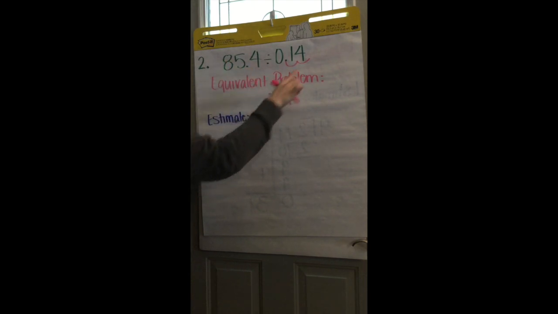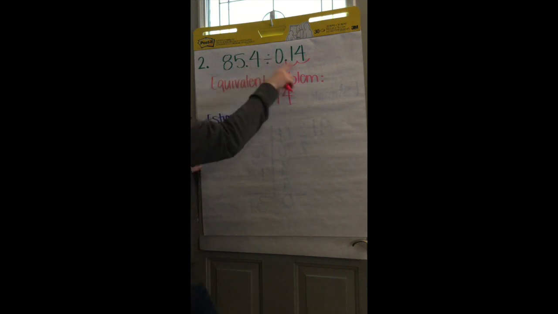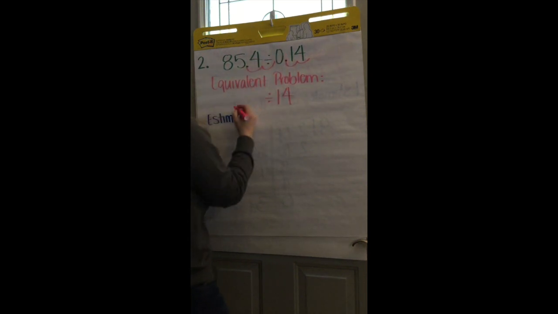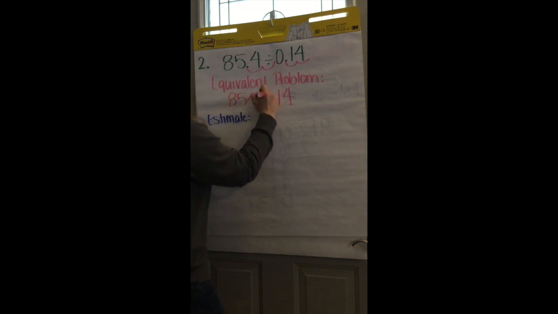Just like when we were doing fractions, and I would always tell you, whatever you do to the top, you do to the bottom. If you do it here, you have to do it here. Otherwise, it's not equivalent. So move it over twice. That makes this 8,540.